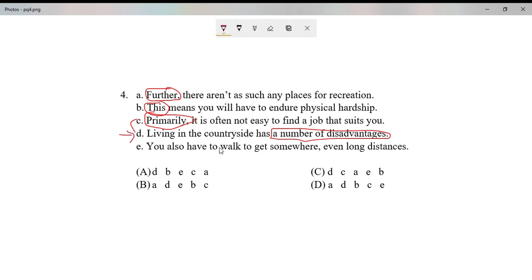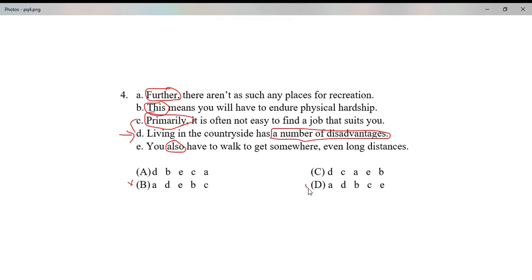You also have to walk to get somewhere, even long distances. Also means that something else has to be mentioned before this. So this is another sentence that couldn't come in the beginning. So the best candidate for beginning the paragraph: C could be, but D is the best one. A, B, and E can absolutely not start it. A, B, and E cannot start it. So we look at A, we eliminate these answers.